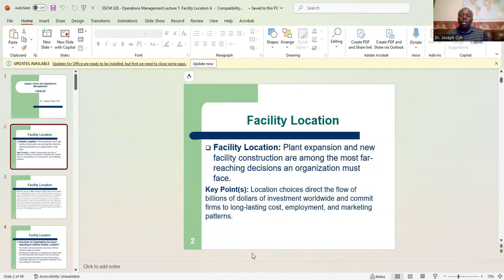Sometimes you might have a business located in one place, and after some years, they might discover that there's another place with opportunities. They might want to expand to that new place. But there are going to be some factors that you have to consider. Plant expansion and new facility construction are among the most far-reaching decisions that an organization can make.